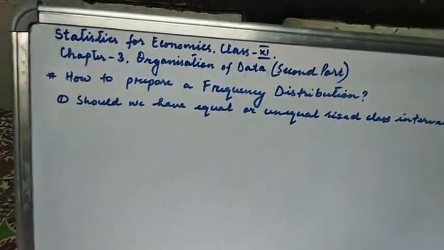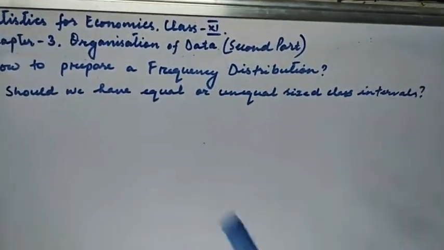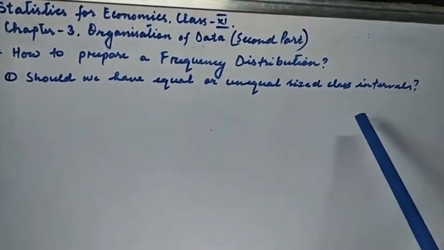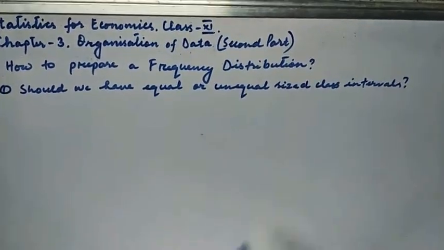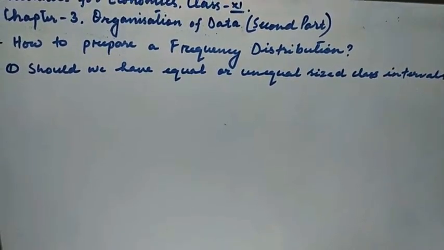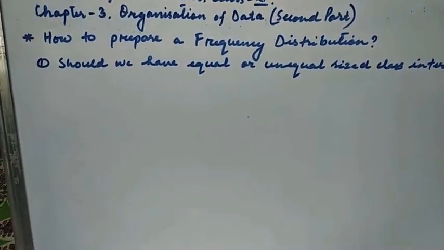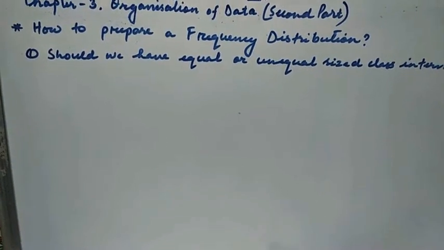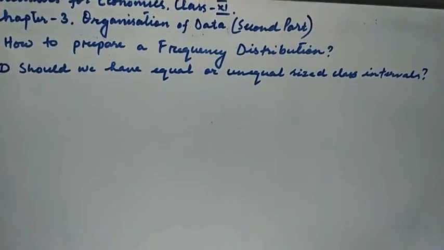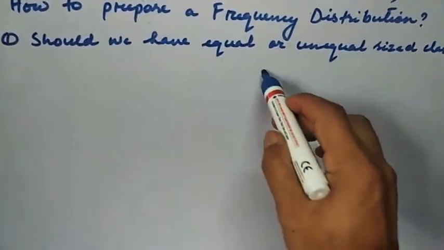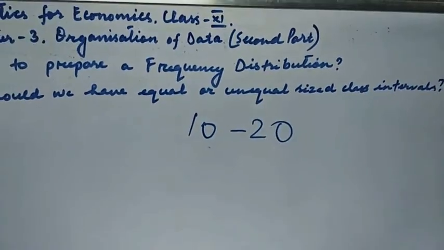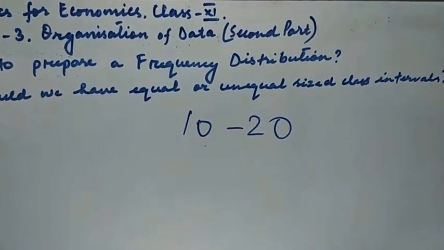So the first one is, should we have equal or unequal sized class intervals? So I have shown you how to find out class intervals. Class interval, or class width of the class, is the difference between the upper class limit and the lower class limit. So when we say class limit, let us say we have 10 to 20. So what is the class interval, or what is the width of the class?